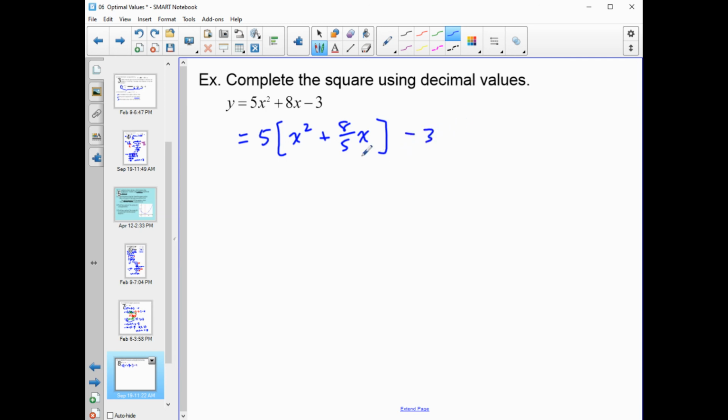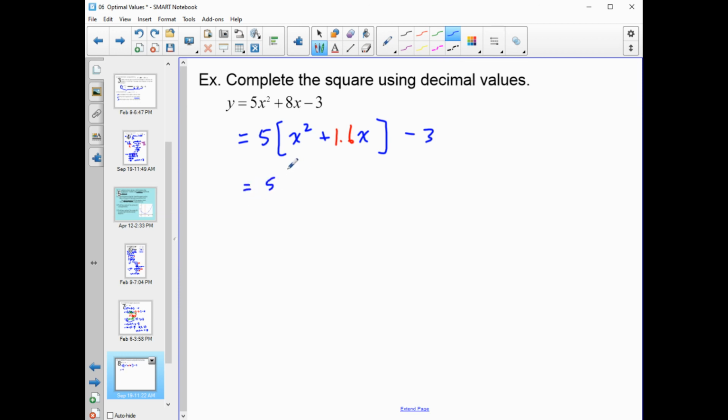minus 3. But here I said it's okay if we work with decimals. And the reason is, if you do 8 divided by 5, what you actually find is that 8 divided by 5 is 1.6. And that is a terminating decimal. We didn't have to do any rounding, and it doesn't go on to an infinite repeating number of digits. So in this case, it's perfectly fine to use decimals. It's not my preference, but I'll never criticize you for doing it.